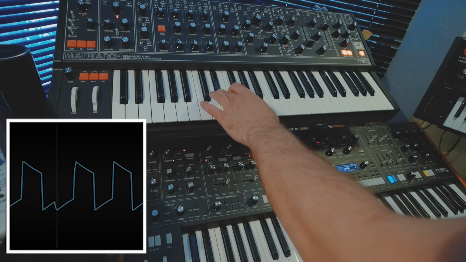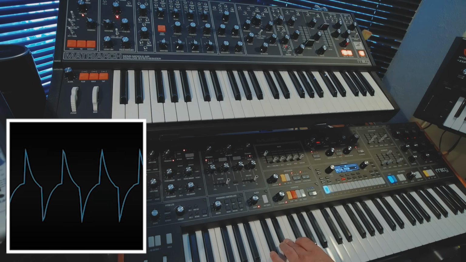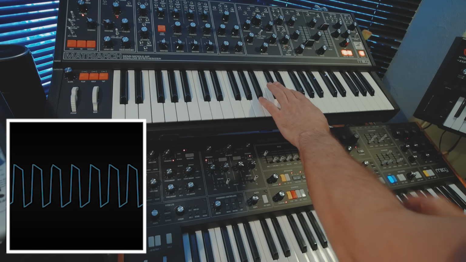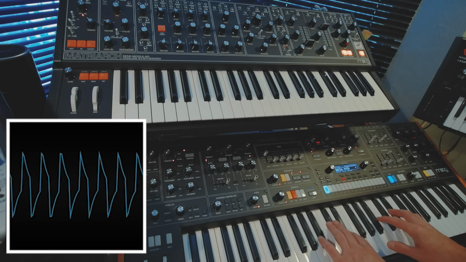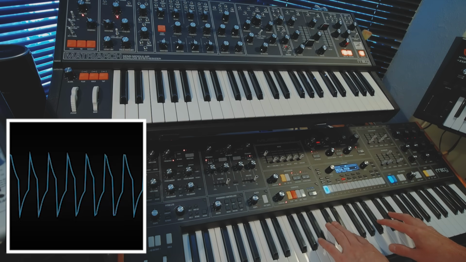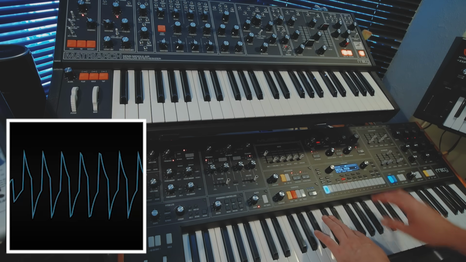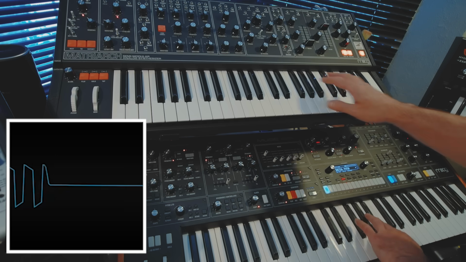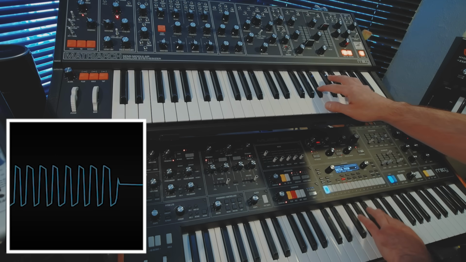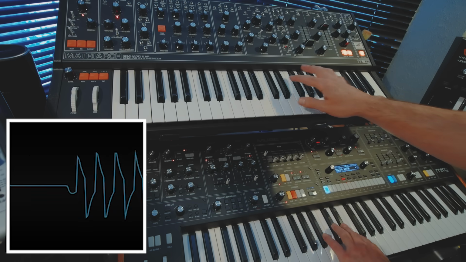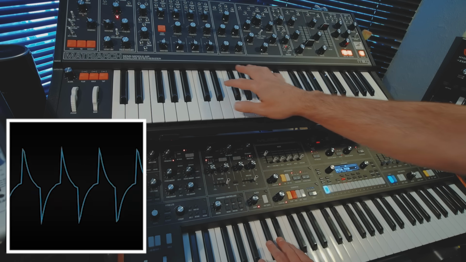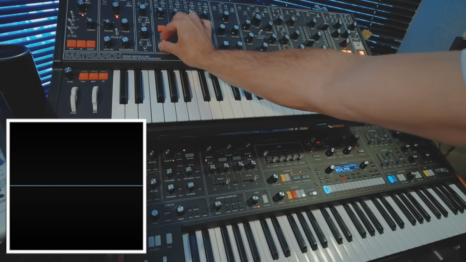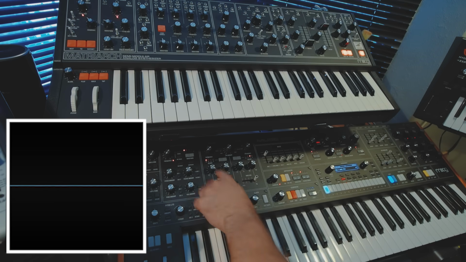But let's hear what a square wave sounds like a little bit higher up the register, where we can hear its characteristics a bit better. On the Matriarch, we can hear it's a hollow sound like you would expect from a square wave. On the Muse, it's buzzier, it's sharper, it's less hollow. It doesn't sound like a classic square wave.